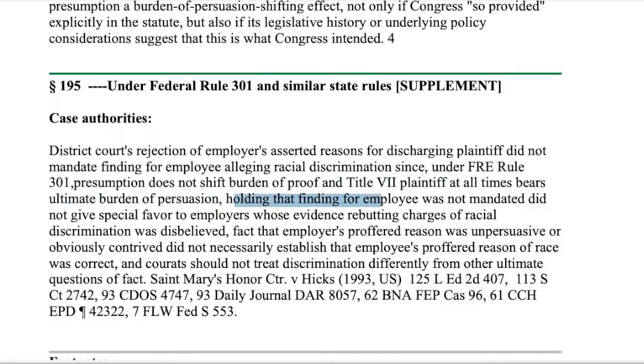Holding that finding for employee was not mandated did not give special favor to employers whose evidence rebutted charges of racial discrimination was disbelieved. Fact that employers' proffered reason was unpersuasive or obviously contrived did not necessarily establish that the employee's proffered reason of race was correct, and courts should not treat discrimination differently from other ultimate questions of fact. Wow.